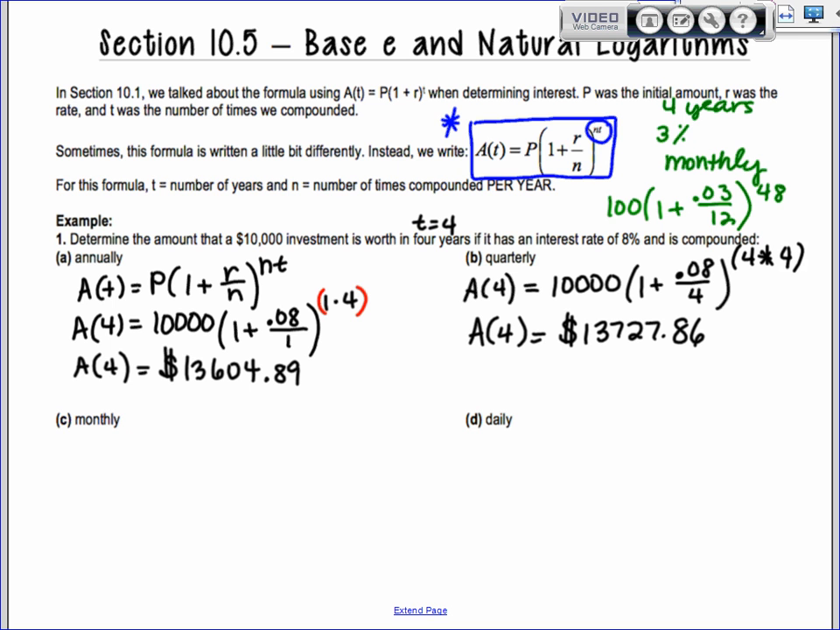Probably. Let's try it. So I have my amount after 4 years, but I'm using n equals 12 now, monthly. Maybe I should write what my n's are for each one for your notes. So I have A of 4 equals 10,000, 1 plus 0.08 divided by 12, raised to the 12 times 4. So that's my 48.